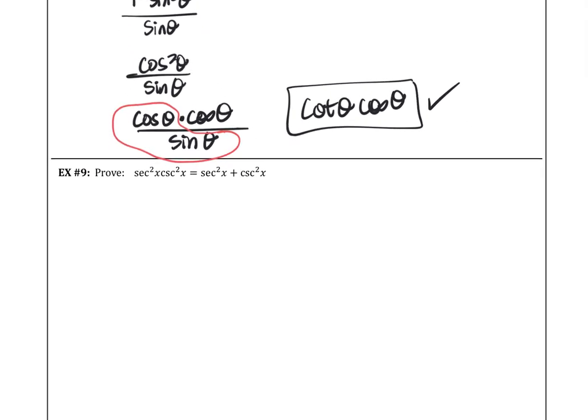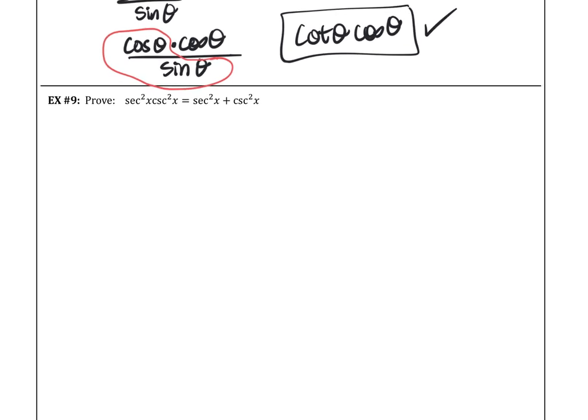Now let's see, example 9. I'm thinking this side is probably more complicated because of the addition. So let's see if we can work with that. So let's see, secant squared. We can use an identity potentially, or we can do the reciprocal of these. This would be 1 over cosine squared. This would be 1 over sine squared.